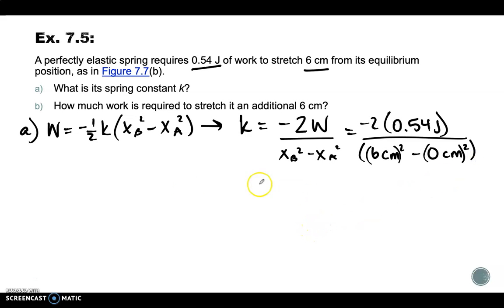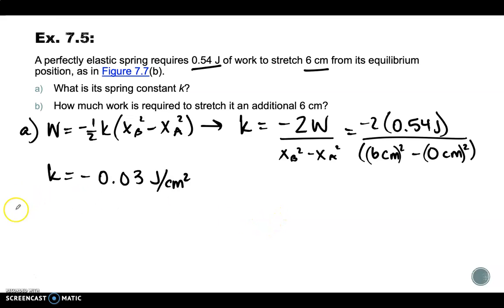So we have 2 times 0.54 divided by 6 squared, or 36. This gives us a spring constant of 0.03, and this is in joules per centimeter squared, which is kind of a weird unit, but that's okay for this one.